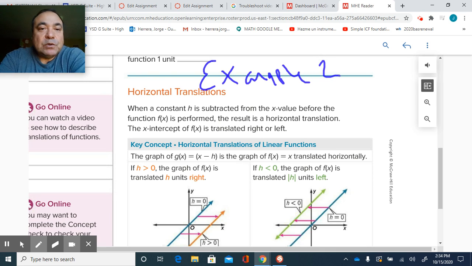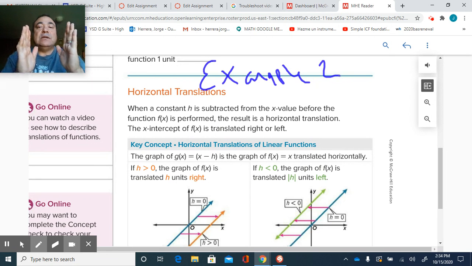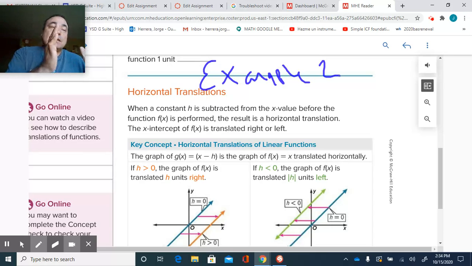Okay, guys, let's go to example 2. And you're going to like this, guys. This is a horizontal translation, meaning that the line, the parent line that we have, or any line that we have, we're going to move it to the right or the left. Okay, it really depends on how we look at it. So let's start with example 2.